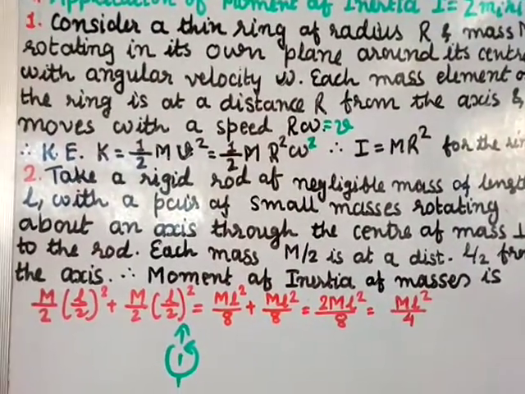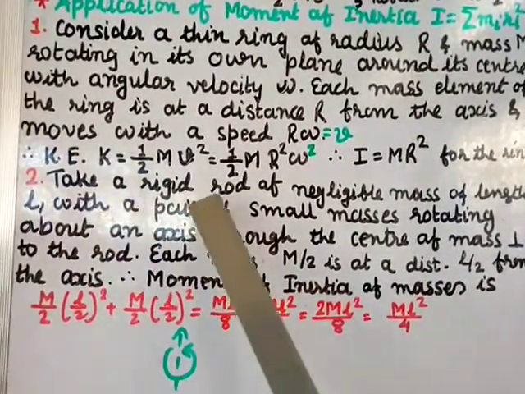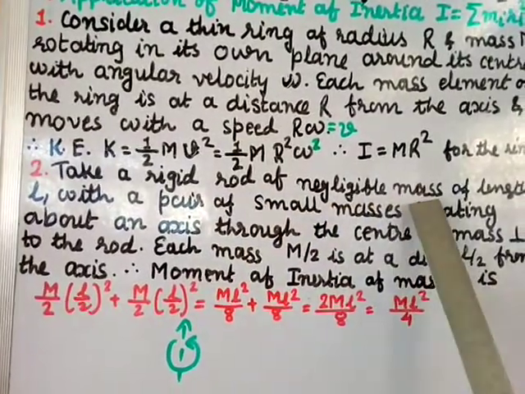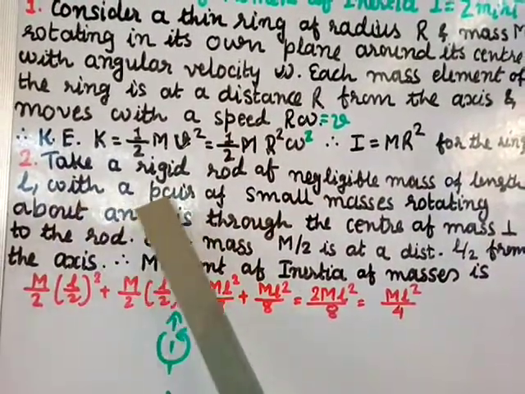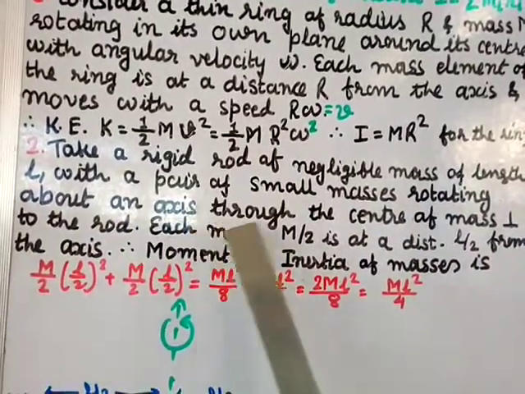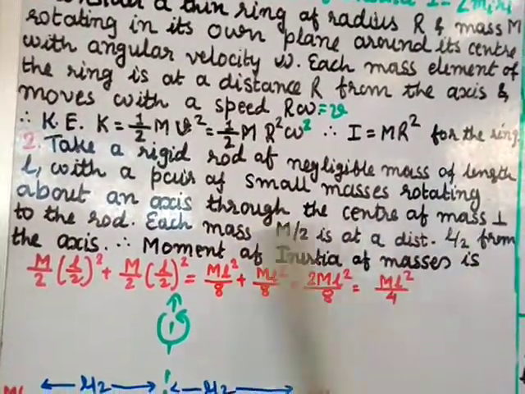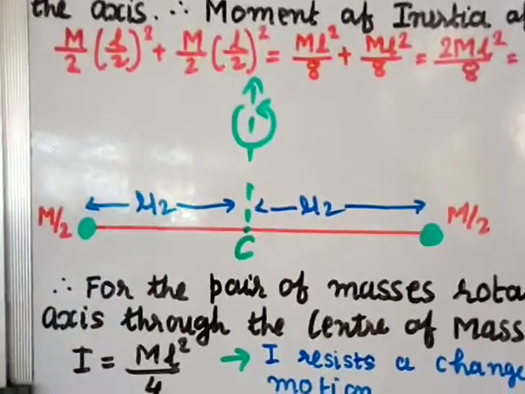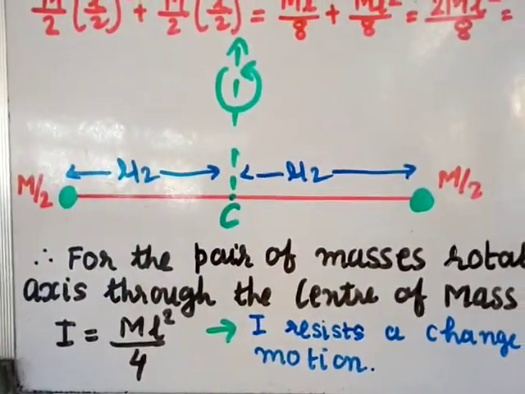The second application we can take is a rigid rod of negligible mass of length L with a pair of small masses rotating about an axis through the center of mass perpendicular to the rod. You can look at this figure. Here there are two masses.